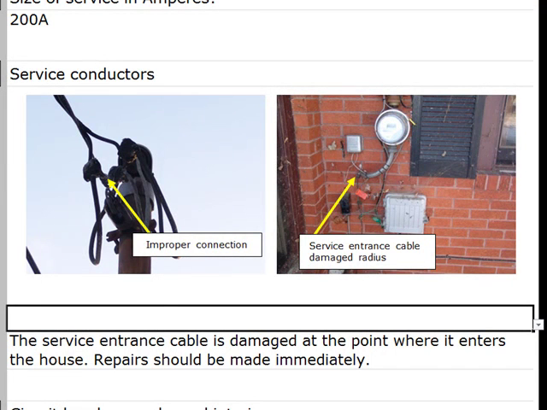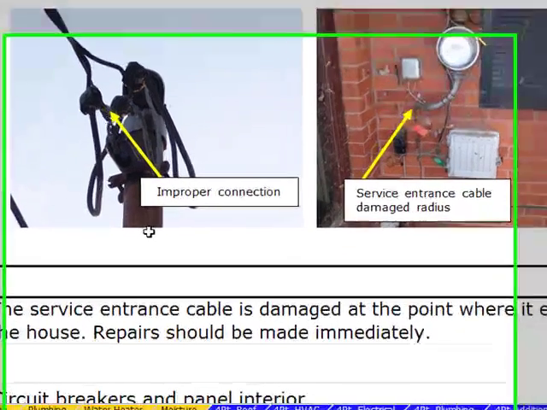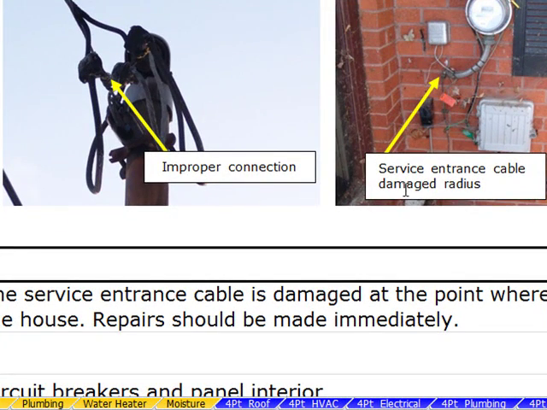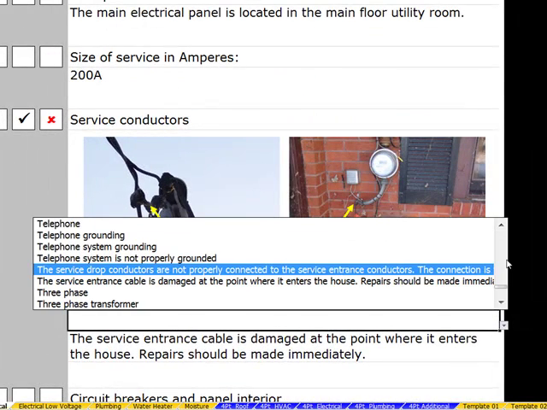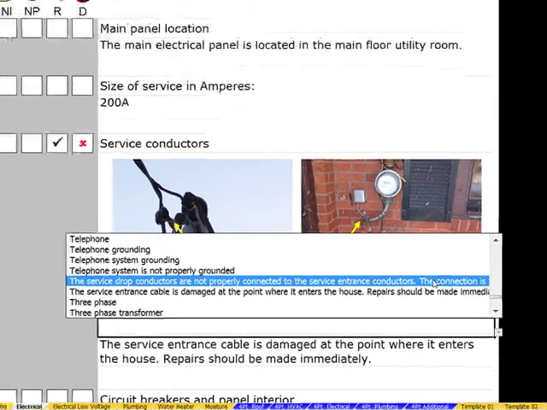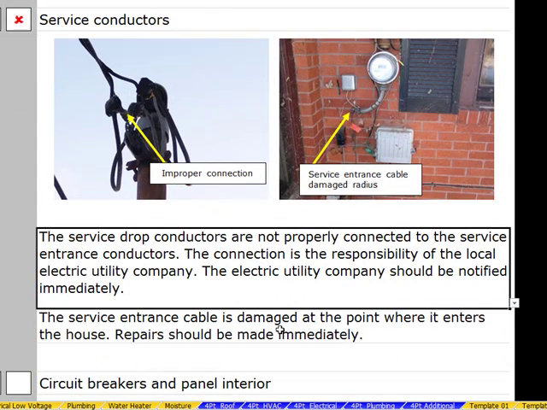You can see I've already put two pictures in place. I've put some annotation, yellow arrows pointing to the specific problem areas with a comment on top of the photo, and then below I have comments that came from my library. So there's my first comment that I want to add about my connection to the service conductors from the service drop, and put it in place. And then below that I have a comment about my service entrance cable.